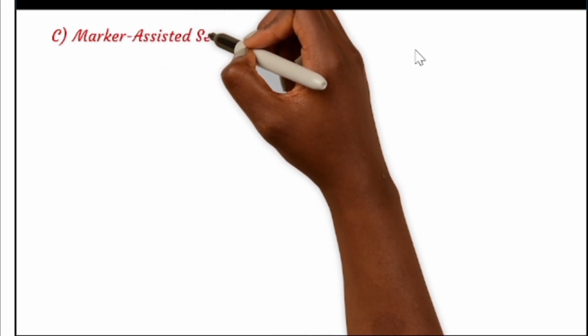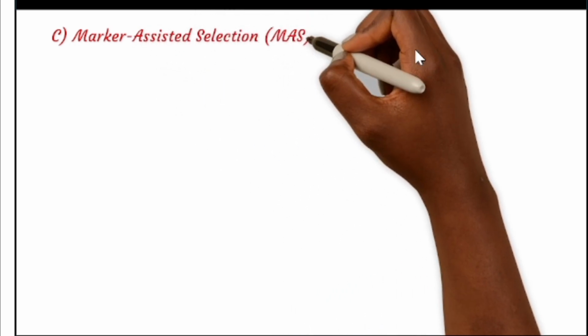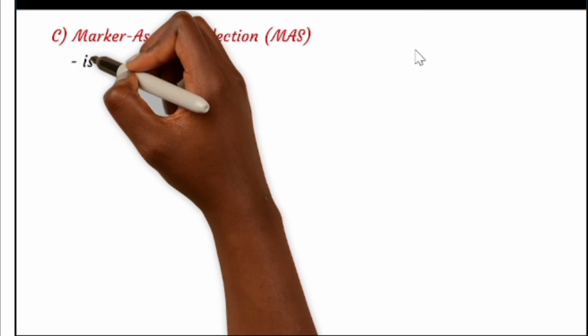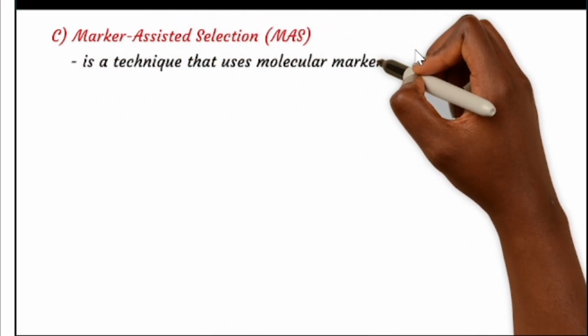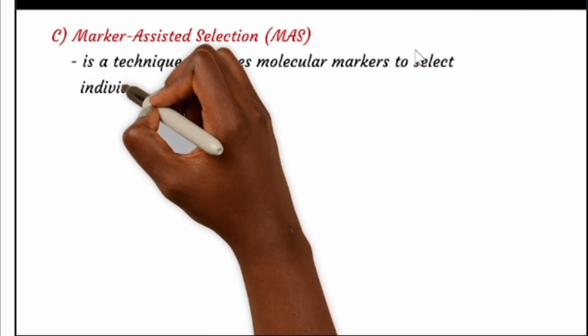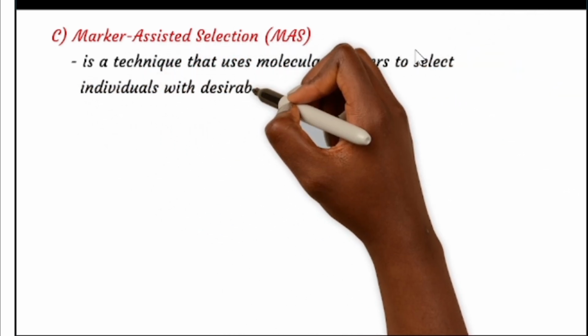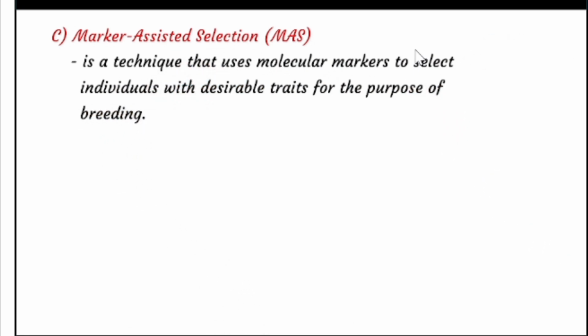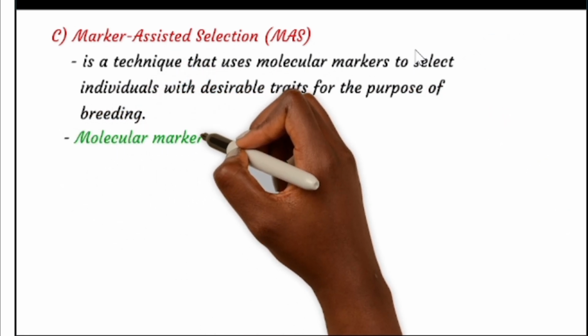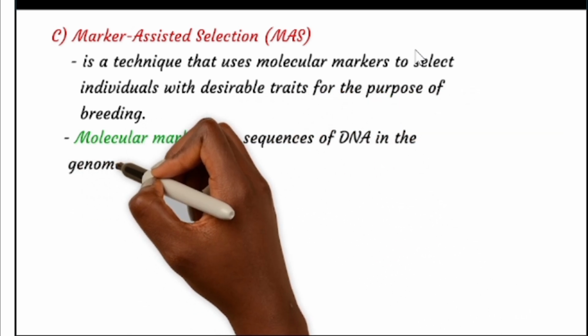Right? So that is DNA fingerprinting. The next one we'll look at is marker-assisted selection. What is marker-assisted selection all about? Marker-assisted selection, or MAS, is a technique that uses molecular markers to select individuals with desirable traits for the purpose of breeding. Right. So we have examples of molecular markers. There are several of them.